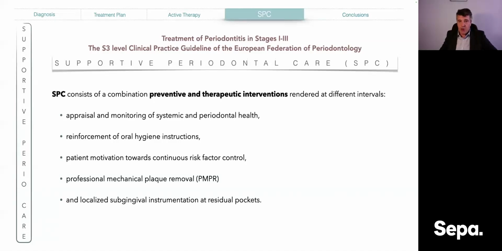We, of course, include within supportive periodontal care the things that we do at the clinic, professional interventions, but also patient-based intervention in terms of risk factor control and supragingival biofilm control. You of course know that at every professional visit within the supportive periodontal care program, we will do an evaluation of the systemic and periodontal health. We will reinforce oral hygiene instructions. We will motivate the patient to control risk factors and also to control supragingival biofilms, provide the professional mechanical plaque removal, and if we detect pockets, then we need to do localized subgingival instrumentation.